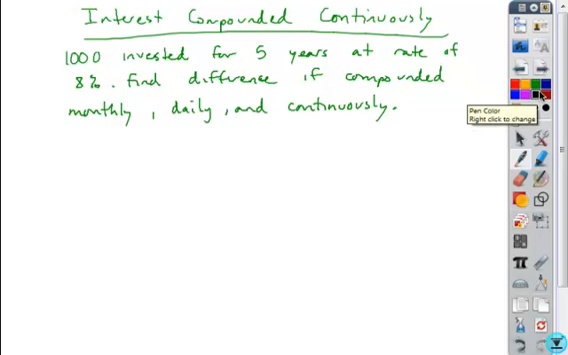All right, so let's take a look at the different equations for each of these. Let's look at monthly first. In a monthly one, our amount is going to equal the principal times 1 plus, okay, what goes next? What do we put in the top of our fraction here?